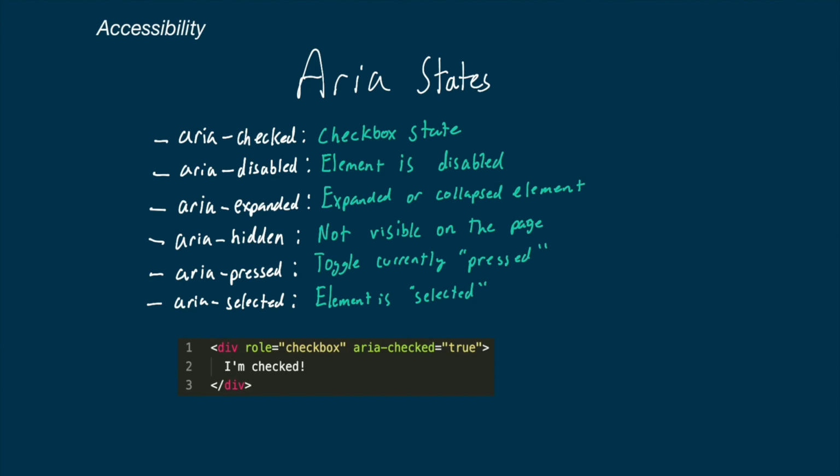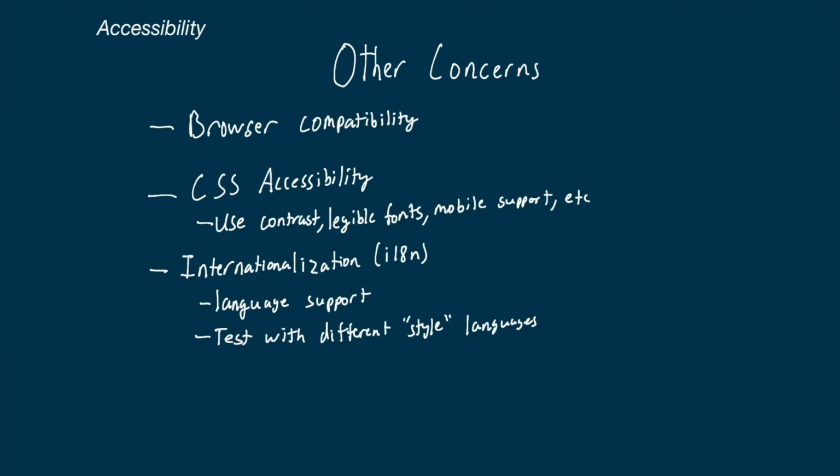And again, there are a bunch more ARIA states. You could imagine pretty much any time that you have some stateful information that you would want to tell the user, there's probably an ARIA state that is associated with that information that you can add to make your website more accessible. Now finally, there are some other concerns we should discuss related to accessibility that can't necessarily be solved using ARIA attributes or even using HTML at all.